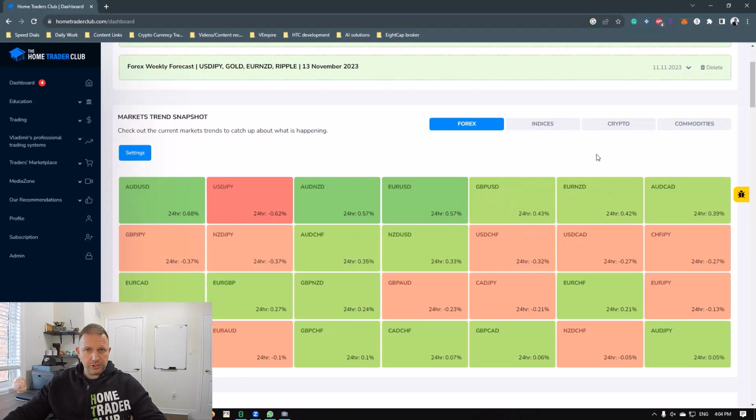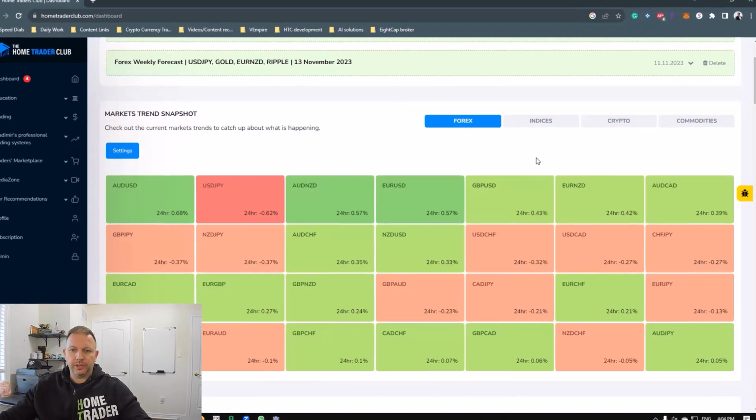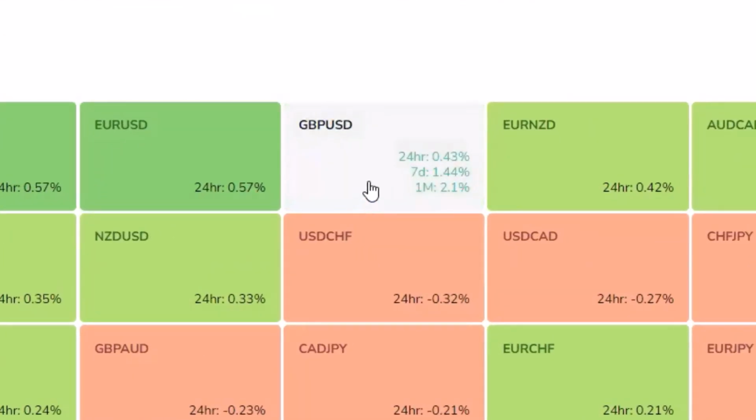So quick observation on the numbers inside the market's trend snapshot in the members area of Home Trader Club teaches us that the numbers here are pretty much similar to the euro dollar, just smaller.